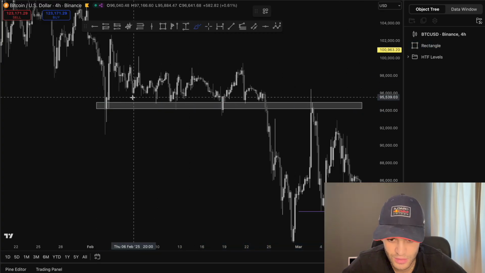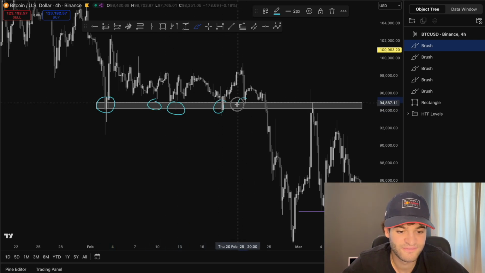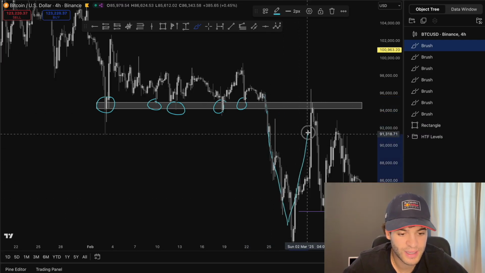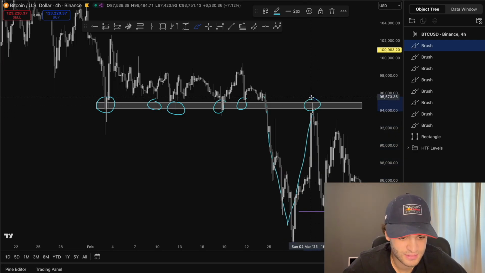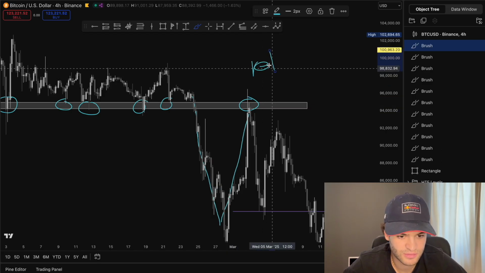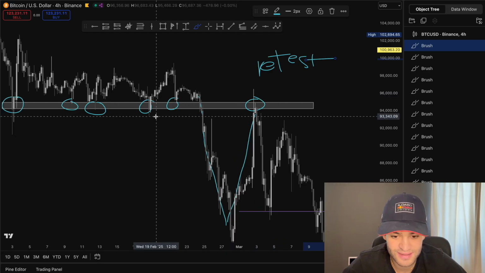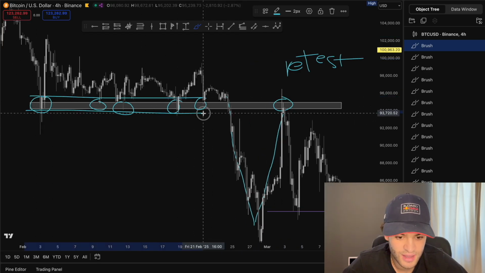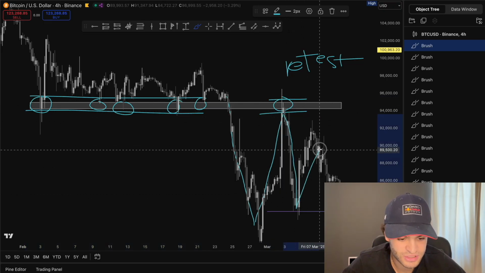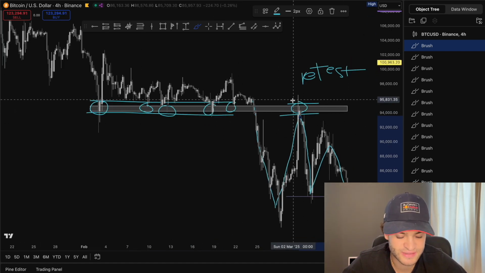We touch it once, twice, 3 times, 4 times, 5 times support. We finally break through it. Guess what? We go back up, we get the retest or back test. This can be called retest, or as I explained before, a back test. This is our confirmation that this support level that we had right here has now become a resistance. And look at that, from there we have continuation to the downside. A perfect support into resistance flip.